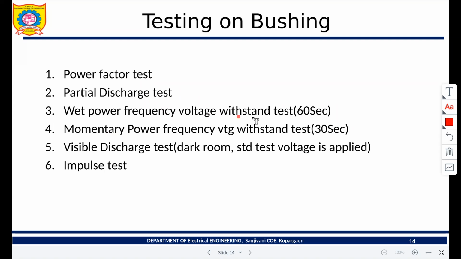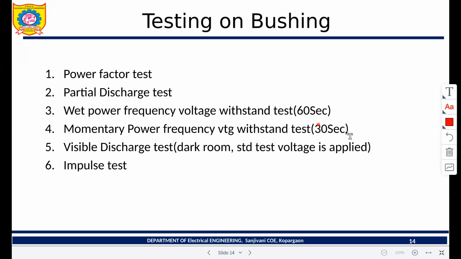And the power frequency voltage withstand test is conducted for 60 seconds. Momentary is for 30 seconds. The visible discharge test should be conducted in a dark room. Standard voltage is applied. So we will see these tests one by one.